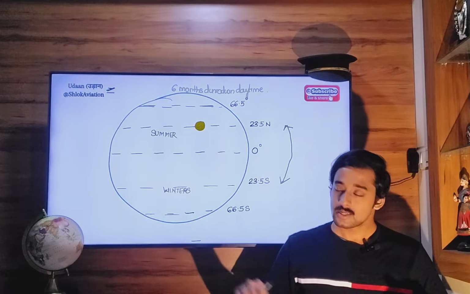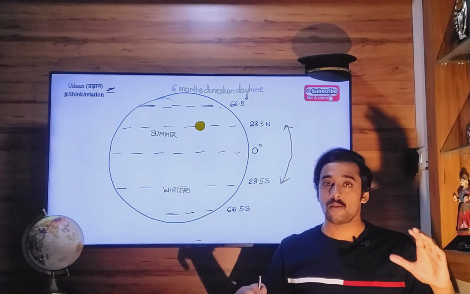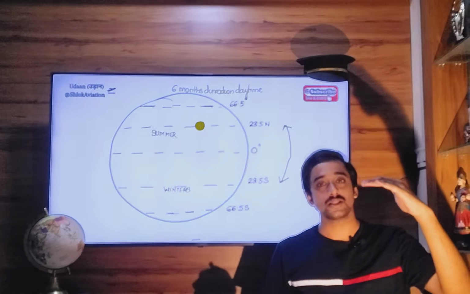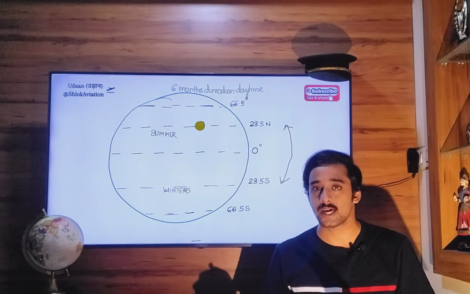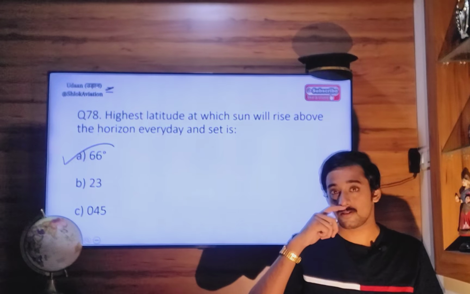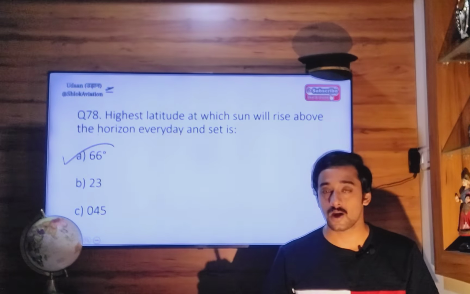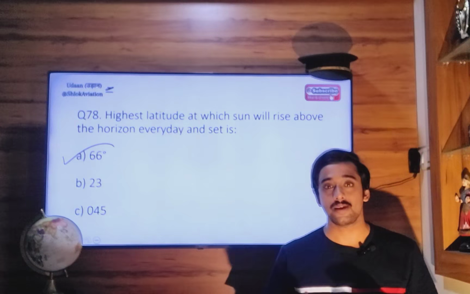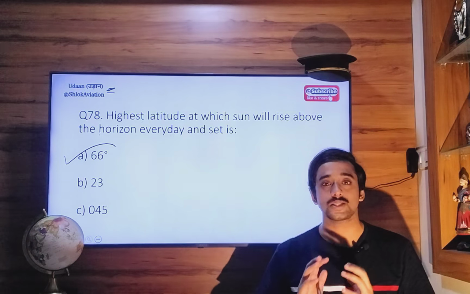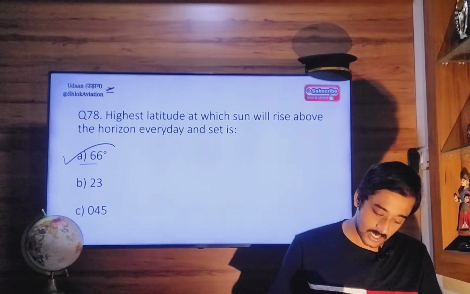Okay, so that's why 66.5 degree north or 66.5 degrees south is the maximum latitude at which the sun will rise above the horizon, means you will get daytime. It will set below the horizon, means you will have evening time or night time. Beyond those latitudes, 66.5 north or 66.5 south, towards the poles, you will have either continuous 6 months daylight or continuous 6 months night time, depending what season is going on. Okay, so 66 degree.